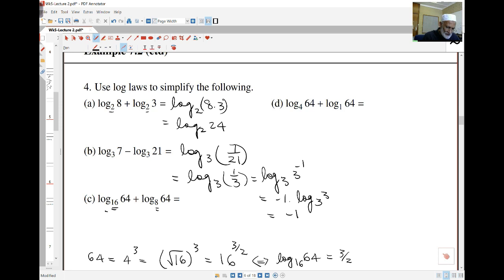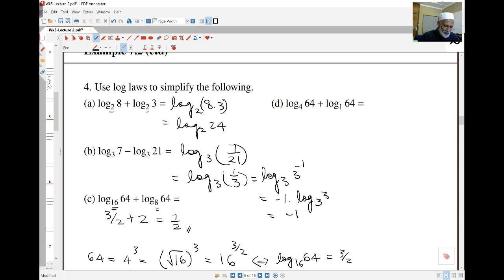So that's the first part. That's 3 halves. And of course, log of 64 to the base 8. That's just, 64 is 8 squared. That's 2. So this works out to be 2 and 1.5, 3.5, 7 on 2. Takes away working out here. The second part is easy. Log of 64 is simply 8 squared. Log of 64 to the base 8 is 2.